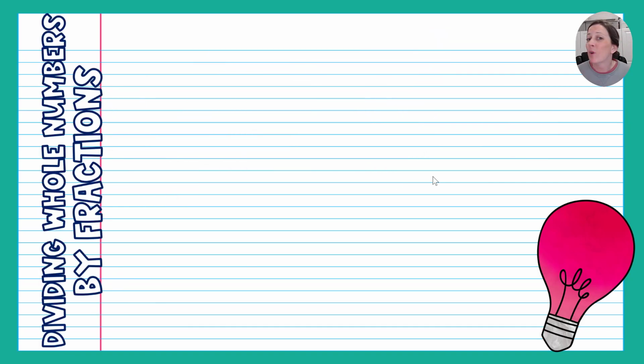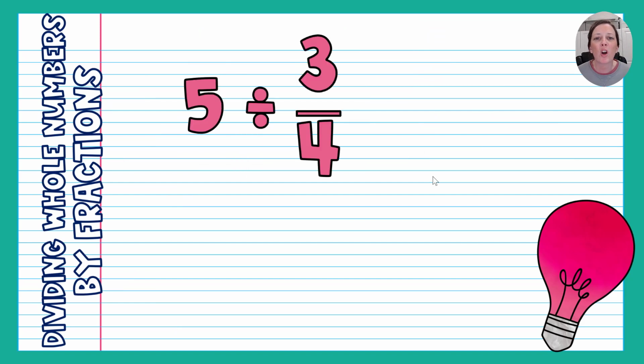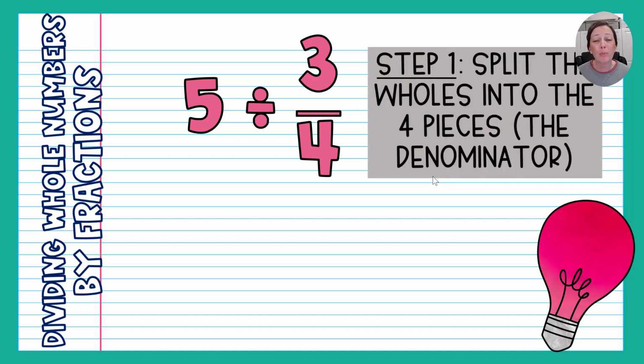Let's go ahead and dive right in with a sample problem. We're going to start by solving 5 divided by 3/4 and modeling what that looks like. So the first thing you're going to need to do is to split those wholes, we have 5 of them in this case, into groups of 4. And the reason we're splitting them into groups of 4 is because that is our denominator.